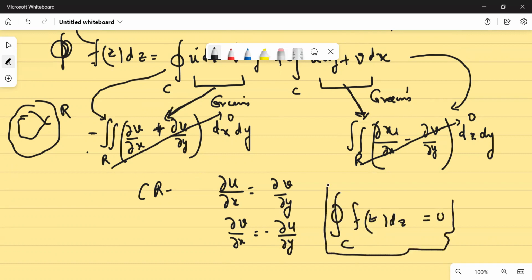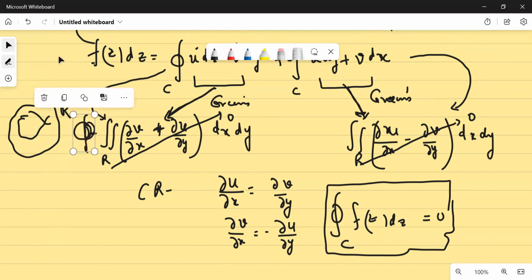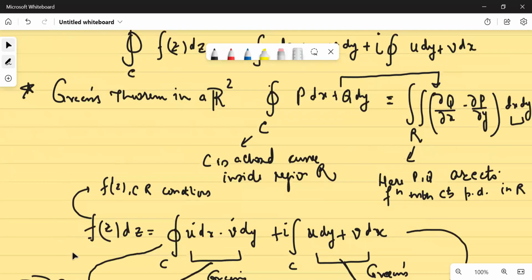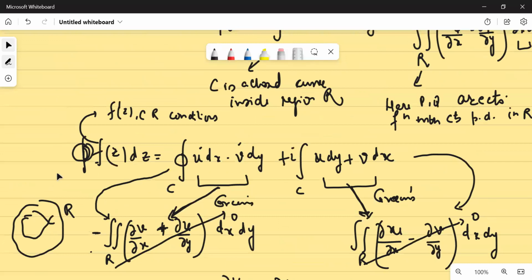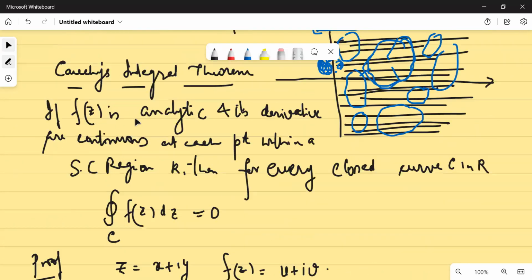Now here understand one point. There was a condition that was taken. The condition was that f(z) is analytic and its derivatives are continuous at each point within the simply connected region R.